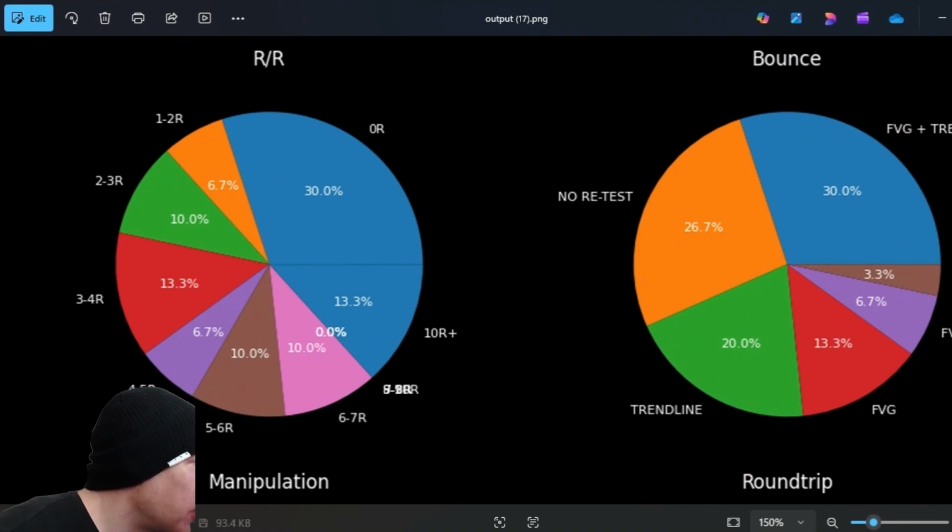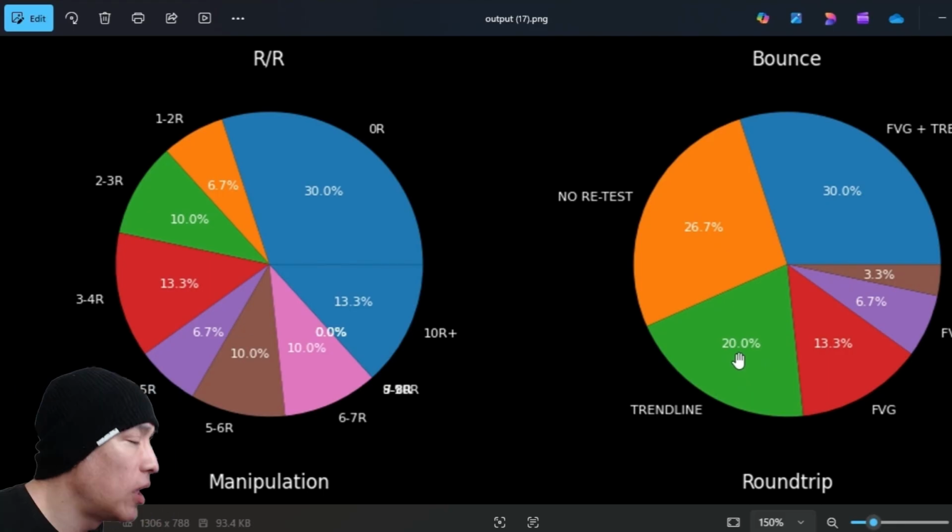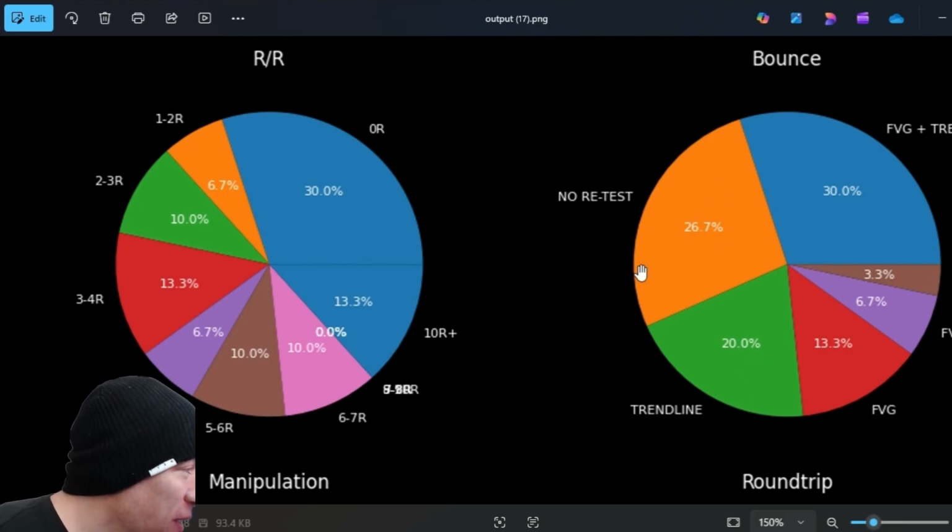Fair value gap plus the trend line, no retest, trend line only, fair value gap only. I don't know why I have two of them here, but I guess we got to combine those. And I think I must have misspelled something, so I think that's trend line. So ChatGPT kind of screwed me on that. Let's go 3.3 right here. You got to add it to here, so 23. So it looks like no retest is the biggest one.